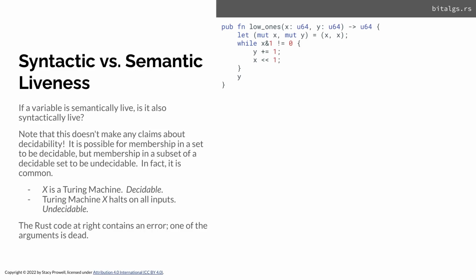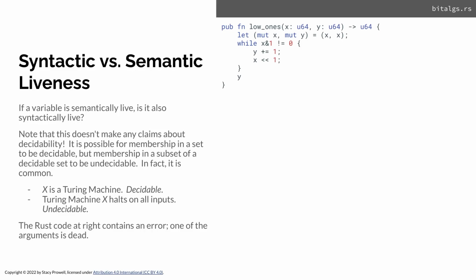Let's think about syntactic versus semantic liveness. And let's take a look at this little piece of code over here on the right. This code is Rust code. If you haven't seen Rust code before, here's some Rust code for you to have a look at. We note that we don't make any claims about decidability. We just want to know if it's semantically live, and if it is, is it also syntactically live?